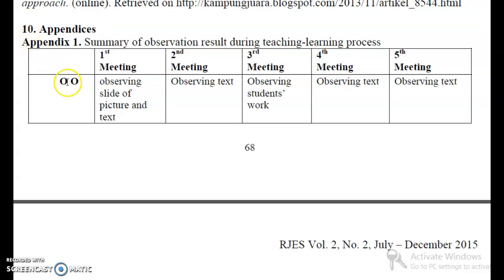Now you can see here, OO means observing at the first meeting, the second meeting, the third meeting, the fourth meeting, and the fifth meeting. It means that one chapter consists of 5 meetings. It means in the first meeting, in the observing stage, what the teacher has to do in the first meeting and the second meeting. Now I want you to design a lesson plan based on this.